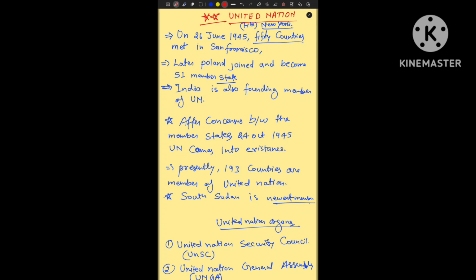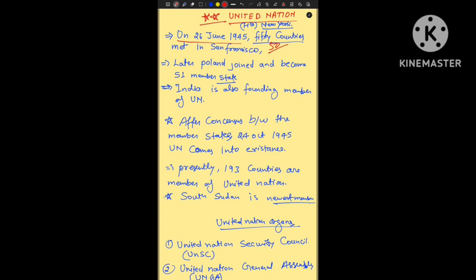On 26th June 1945, 50 countries met in San Francisco, and there were many rounds of discussion on how to make the United Nations, an international organization which would deal with future turmoil and avoid future war. India also attended that meeting, along with all the superpowers of that time, like Russia, China, UK, France, and the United States of America. That's why India also became a founding member of the United Nations.